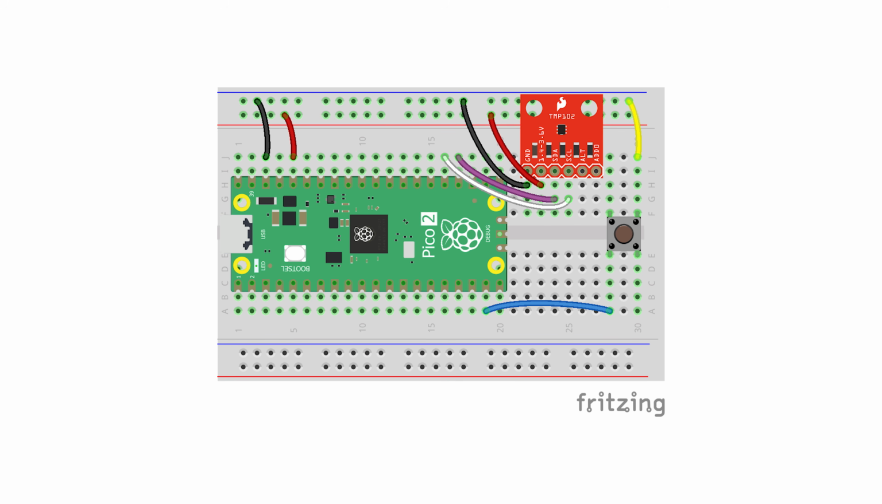You'll need to connect a TMP102 temperature sensor and a button to your Raspberry Pi Pico 2 board as shown. Connect SDA on the TMP102 to GPIO 18 and connect SCL to GPIO 19. You'll also want to connect one side of the button to ground and the other to GPIO 14. Now let's jump into writing our application.